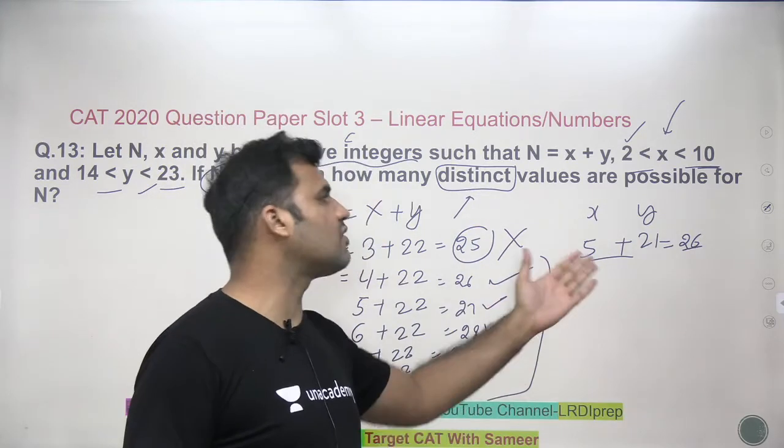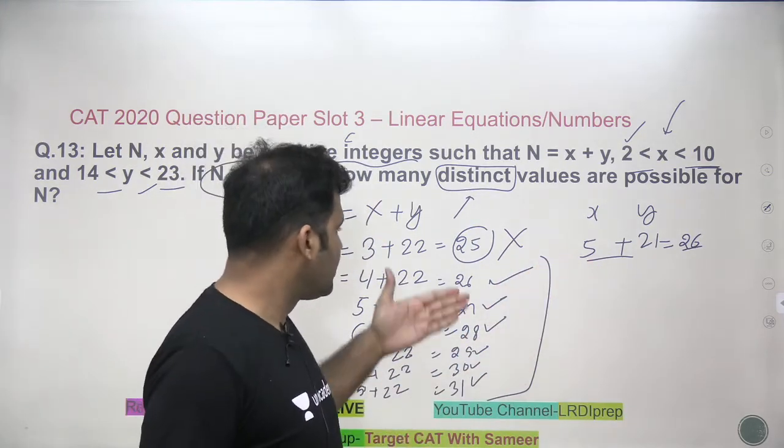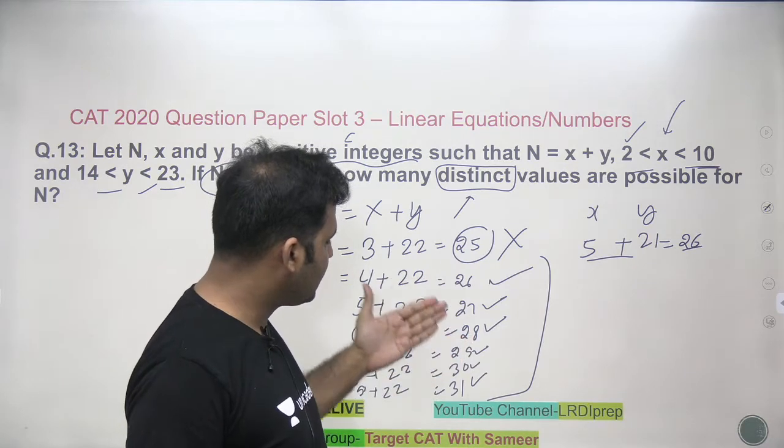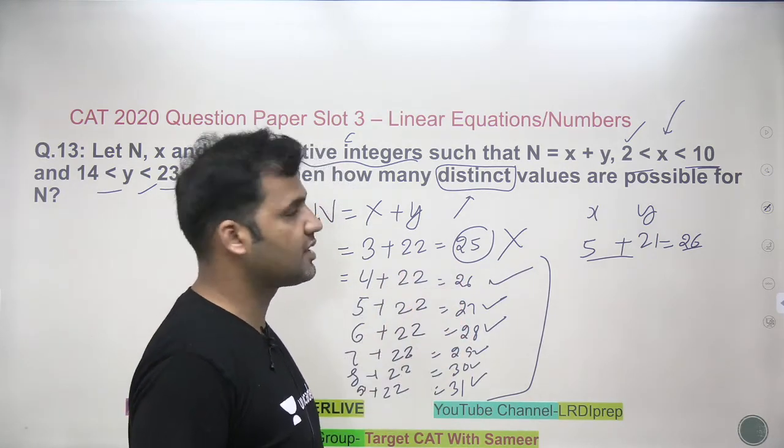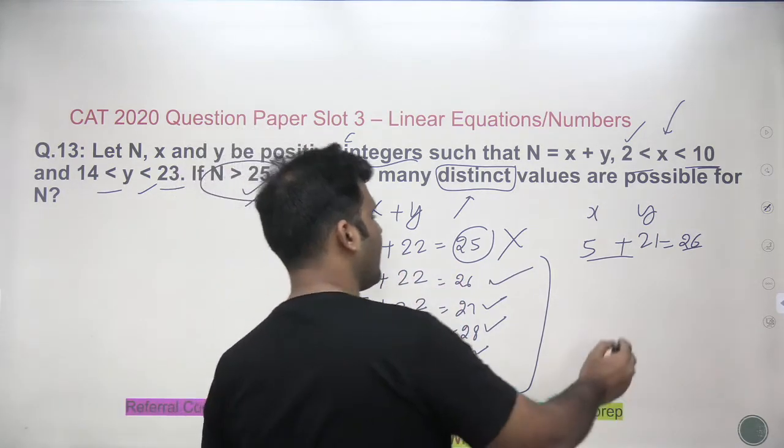So there are no other values possible other than these: 26, 27, 28, 29, 30 and 31. 1, 2, 3, 4, 5, 6. So the distinct possible values of n are 6 here.